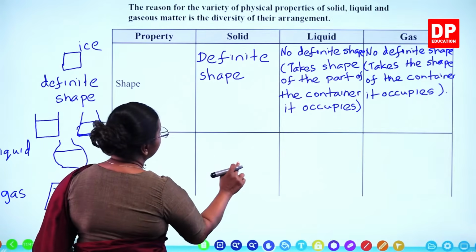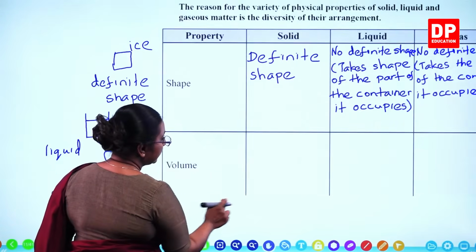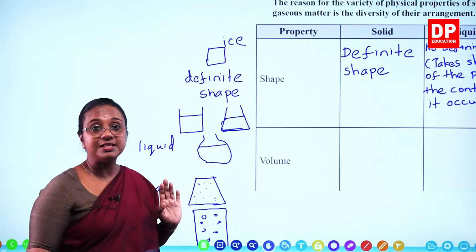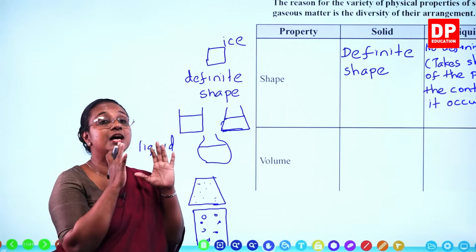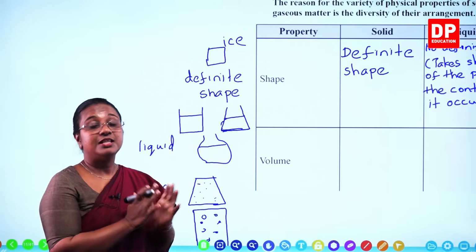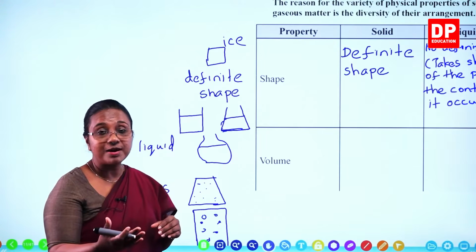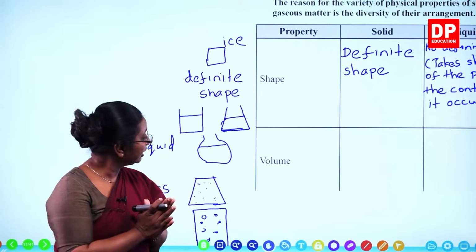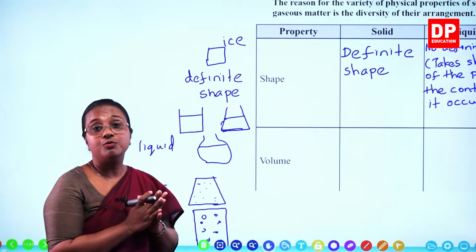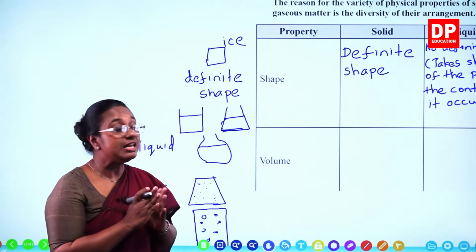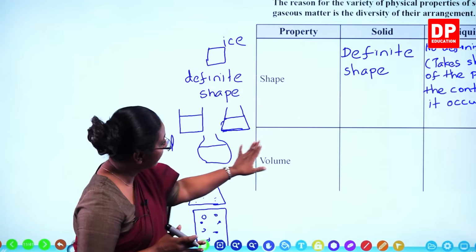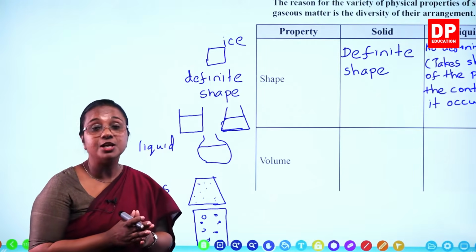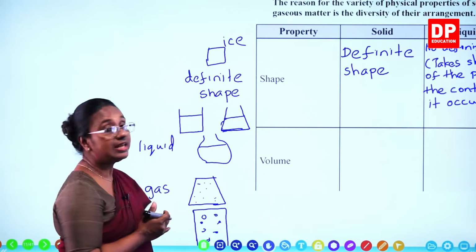Then the next property is volume. So here again I have explained this to you all, because the particles are orderly arranged, they are tightly packed, they don't have much space between them, they have space but very little space, and they are strongly bonded and they cannot move around freely. They can only vibrate. So because of that, they have a fixed volume, or we can say they have a definite volume. Then what about the liquids?